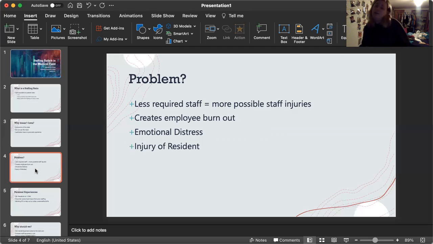It can also cause injury of your residents, your patients, whatever you call the people you serve. You could be rushing to get them to the bathroom or off the toilet or into their bed or into the shower. You could hurt them and hurt yourself at the same time.